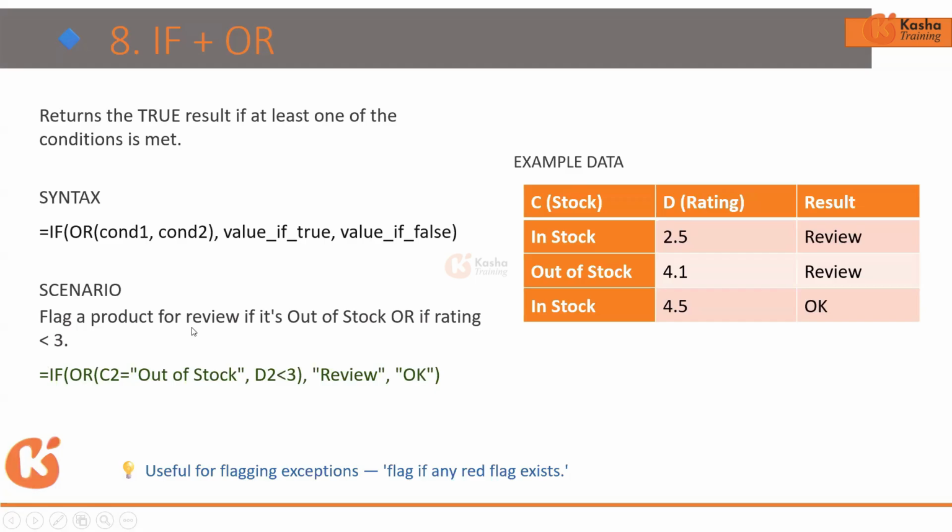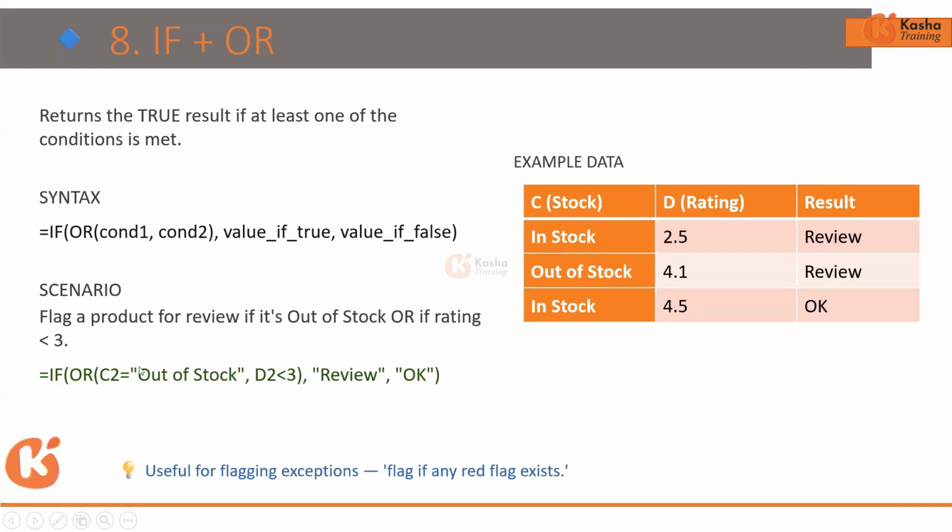Flag a product for review if it is out of stock. You want to flag the product if it is out of stock or if the rating is less than 3. So that's where you want to flag a product. So what you have done: IF(OR(C2 equal to out of stock, C2 is this one. If it is out of stock, then it will flag. Or D2, the rating, is less than 3. So in this case, if any of your conditions is met, it will give you the review. Otherwise, it will give you the OK.